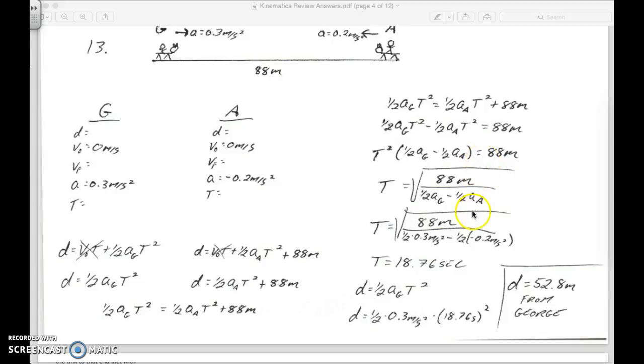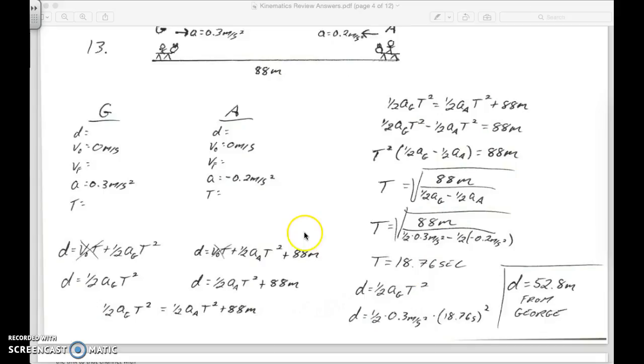Now I can plug in my numbers. 88 meters divided by 1/2 George's acceleration of 0.3 meters per second squared minus Alfred's acceleration, don't forget about the half, times Alfred's acceleration, that is a negative 0.2 meters per second squared, and I find that it takes them 18.76 seconds to hit each other.